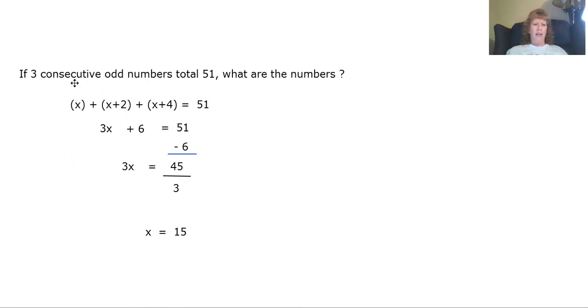So now the question is, what are the numbers? So I need 3 consecutive odd numbers. And if I start with 15, the next consecutive odd number will be 17 and 19. So there are the 3 numbers that would equal 51.